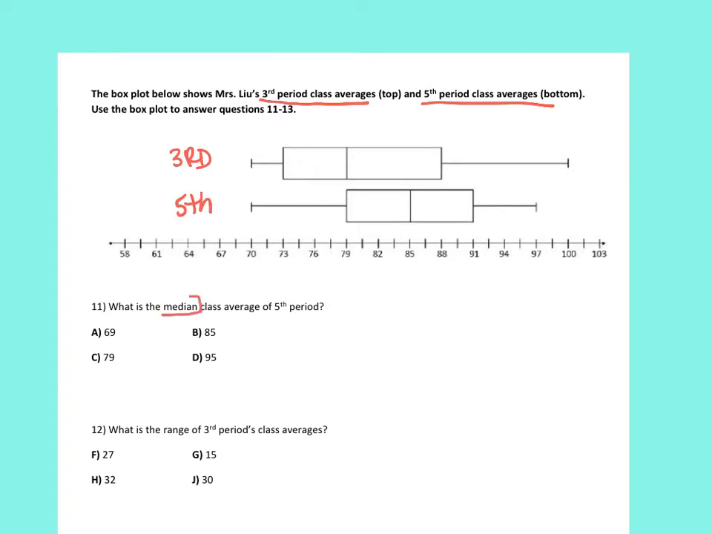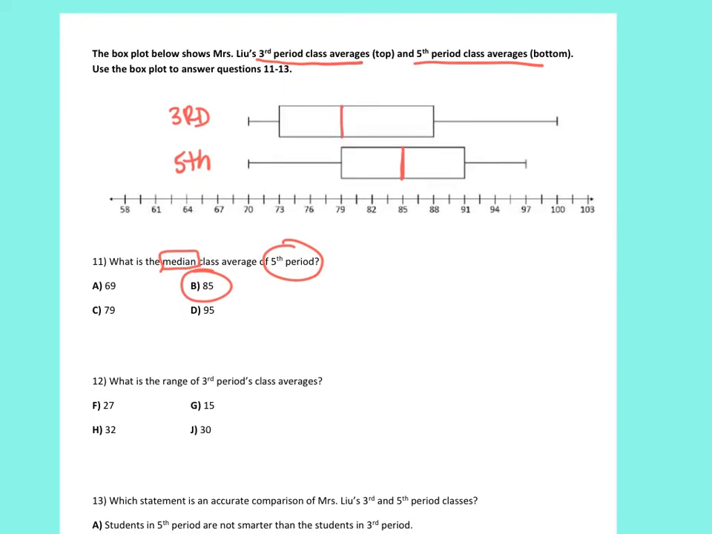What's the median? Which line would that be to find the median? On both of your box plots, which line do we look at to see what the median is? The middle one on both, okay? So what is the median class average of fifth period? We're looking at the bottom, 85.